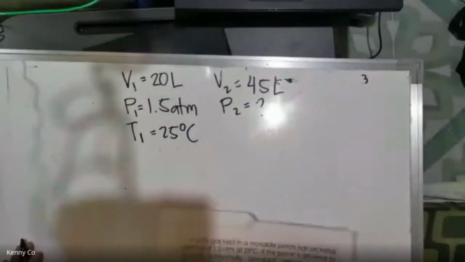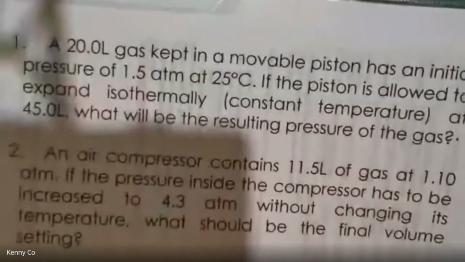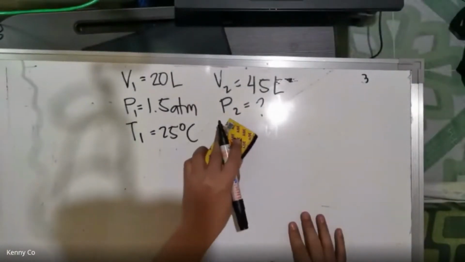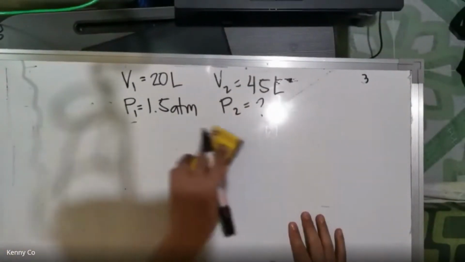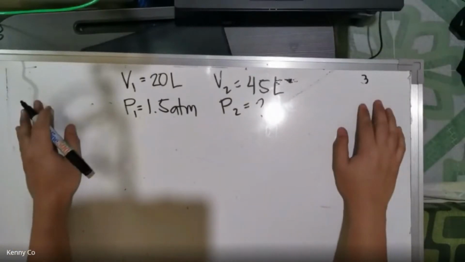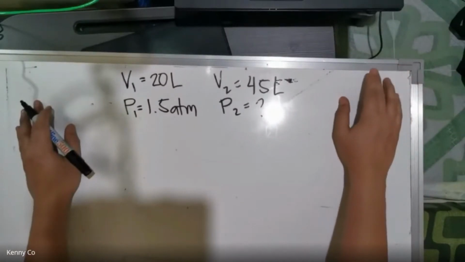Now, sinabi ba na merong changes sa temperature? So, based on the question, sabi niya, constant daw yung temperature. So, negligible yung value ng temperature. We can erase temperature. So, therefore, dito sa question na to, ang may kinalaman lang ay ang volume at pressure.